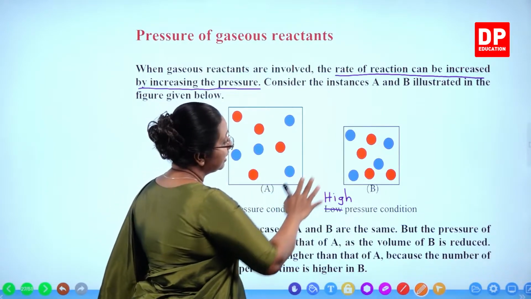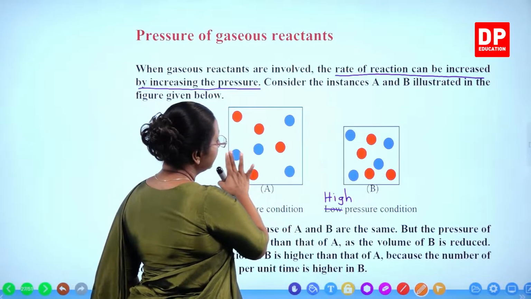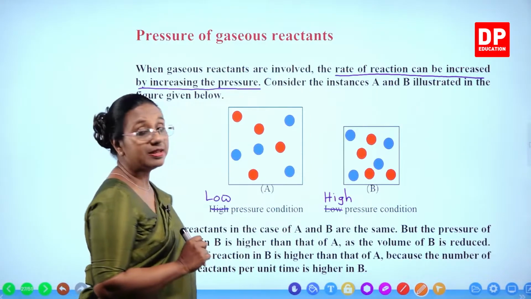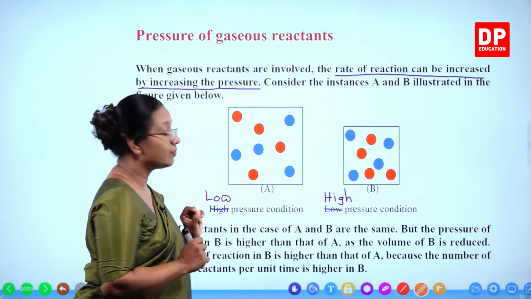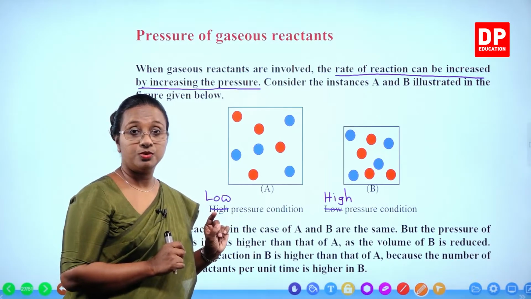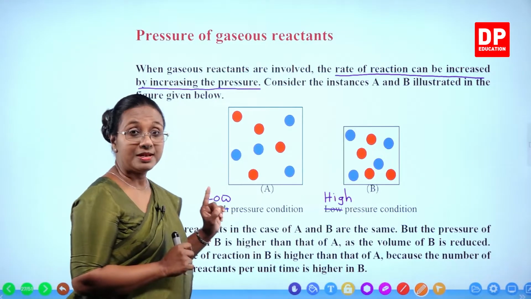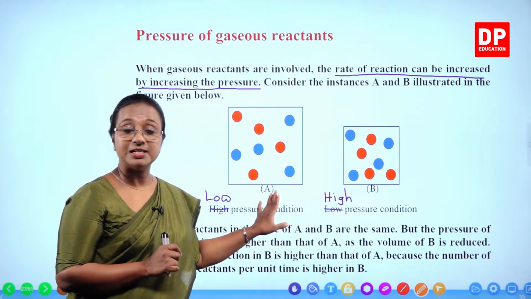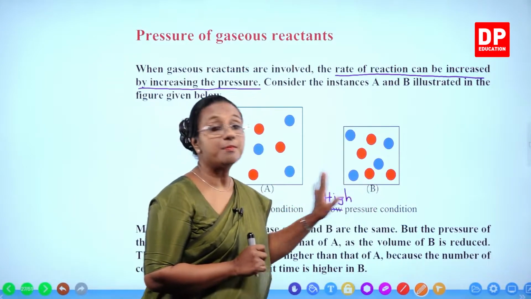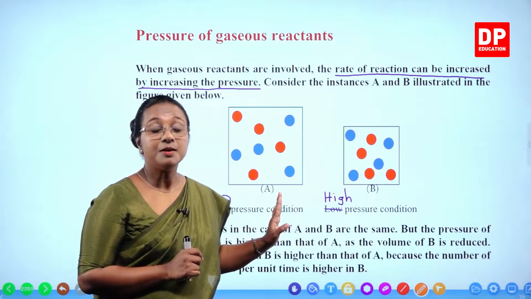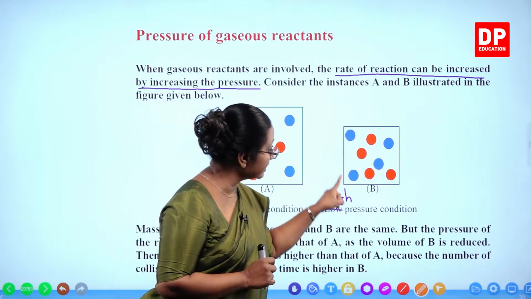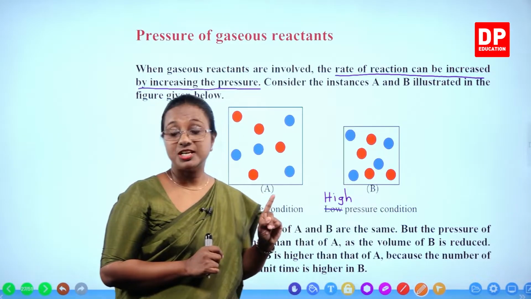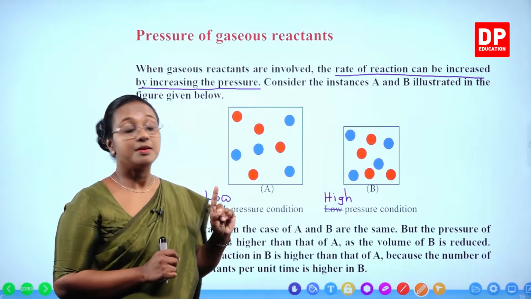But you can see here the volume is less, here the volume is more. So, because of that, here the pressure is high. In the first one, the pressure is low. So, what will happen there? There will be less number of collisions between particles here. There will be more number of collisions between the particles in instance B. Because of that, the rate of reaction is high at instance B.